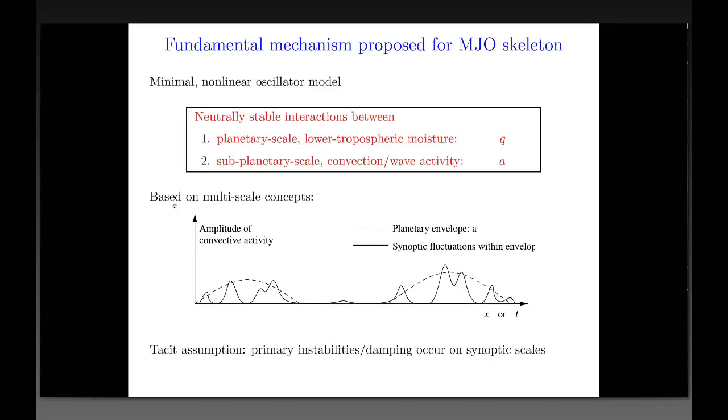And so the model is going to be based on multi-scale concepts in the sense that we're going to represent the convective activity only by this dashed line, the planetary envelope of the convective activity. And then, obviously, within that envelope, there are smaller scale, synoptic, and mesoscale features, which we won't actually represent the details of. So involved here is this tacit assumption that, as I said, this is a neutrally stable oscillation. There are obviously instabilities going on in the tropics, but our tacit assumption is that those instabilities are primarily on the synoptic and mesoscales, and that the MJO is a neutrally stable phenomenon on planetary scales. Okay, so with this type of conceptual setup, the next question is, how can we model this planetary envelope of the convective activity?